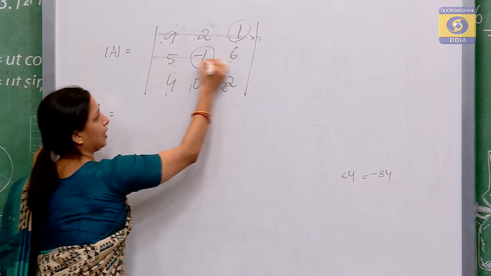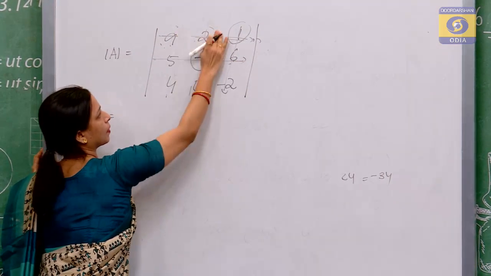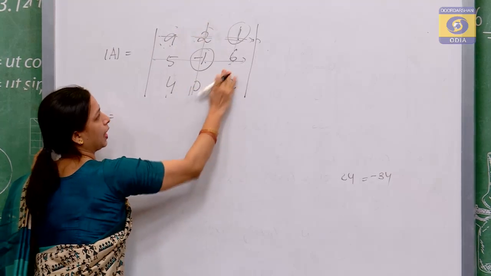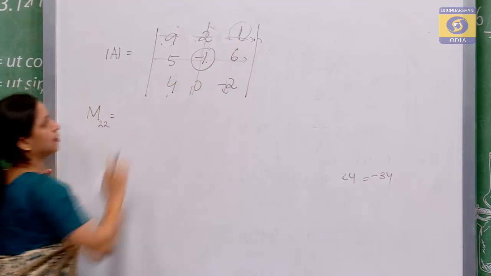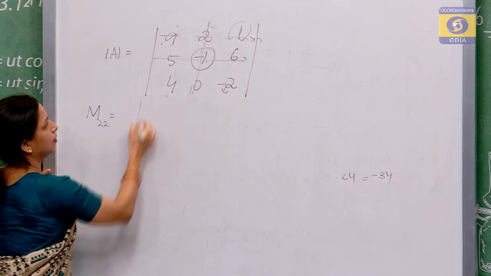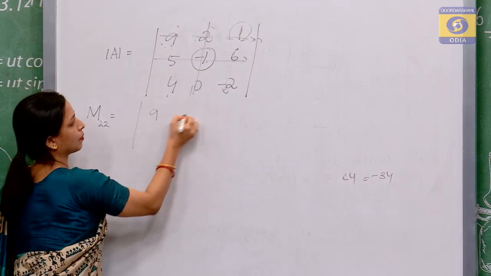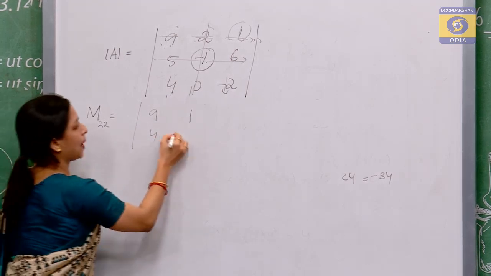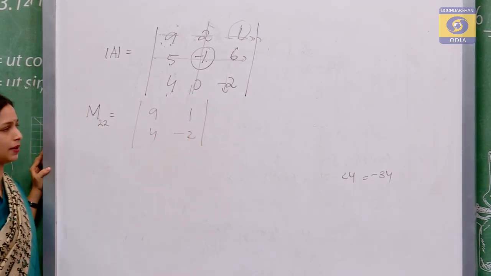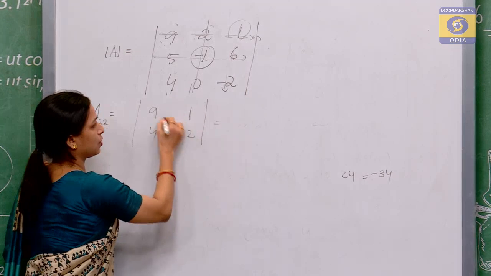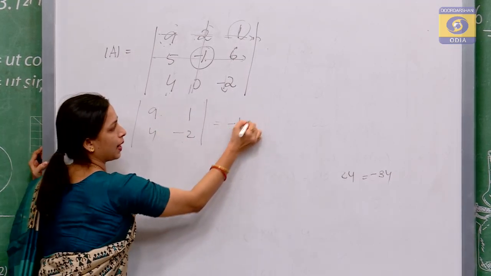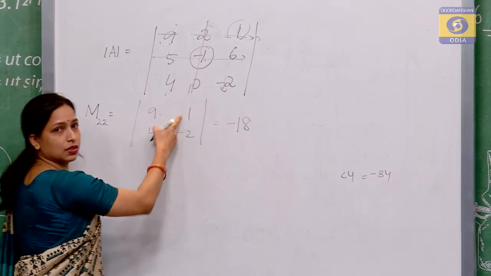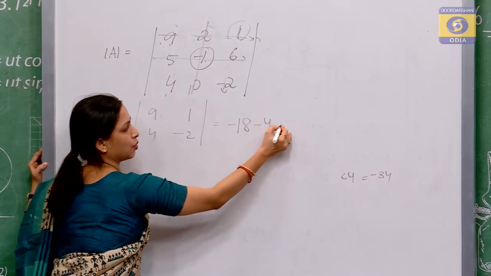Now, I delete the row and the column in which -1 exists. So, what is remaining? 9, 1, 4 and -2. Again, now I cross multiply. So, 9 into -2 is -18, minus 1 into 4, minus 4. What is the answer?